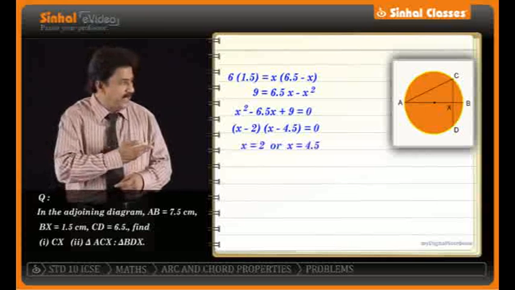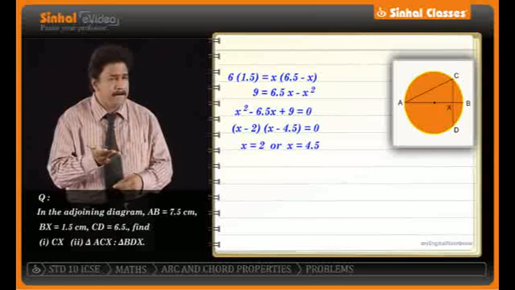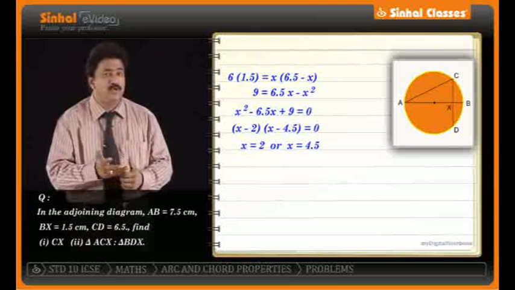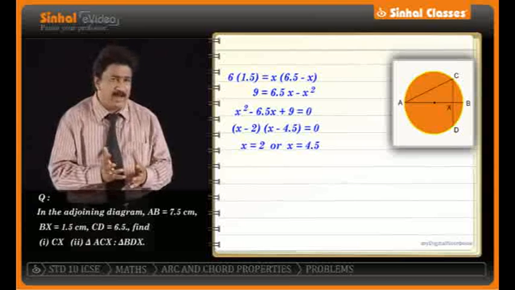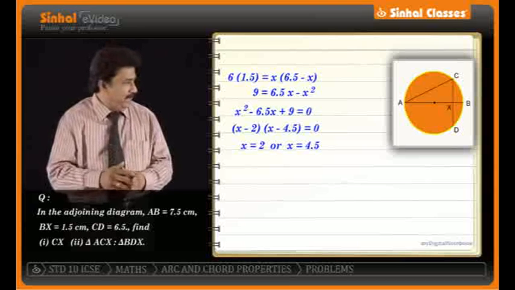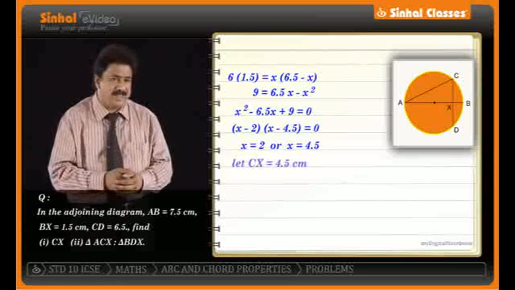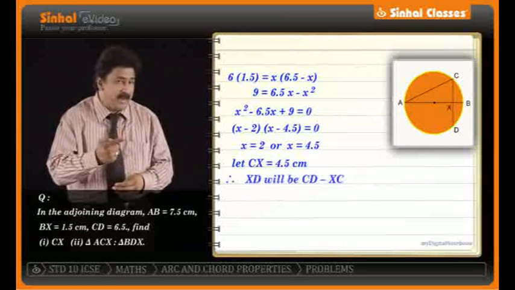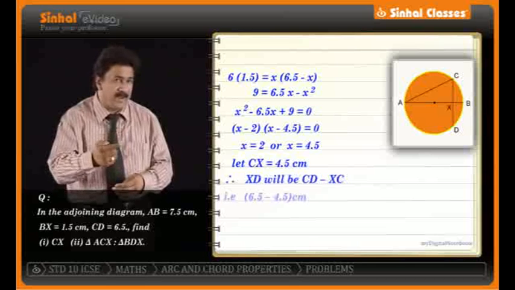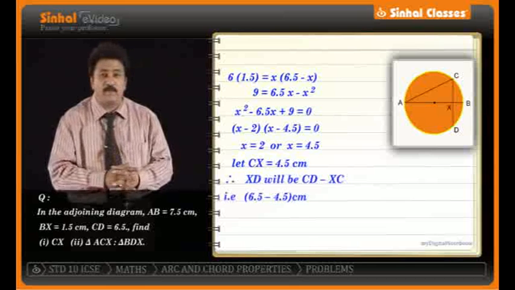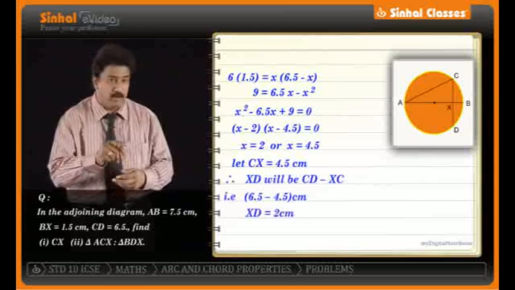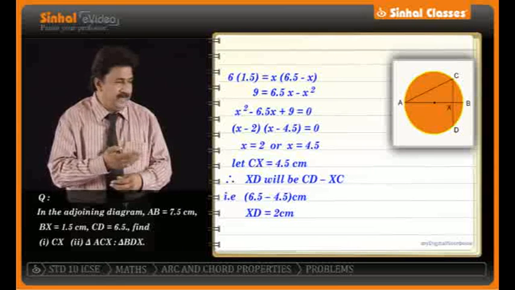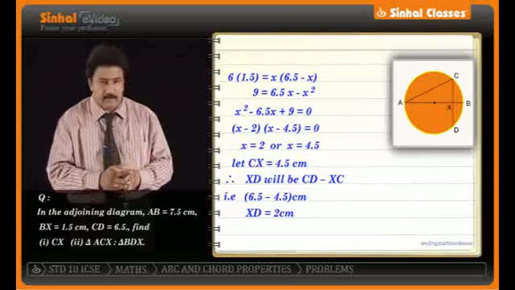So what do I get? Either CX is 4.5 centimeter or CX is what? 2 centimeter. So we have to take one of them. Okay, let CX be equal to 4.5 centimeter. Therefore, XD will be CD minus XC. That is 6.5 minus 4.5. That is nothing but what? 2 centimeter. So what is 2 centimeter? XD. So that is over.